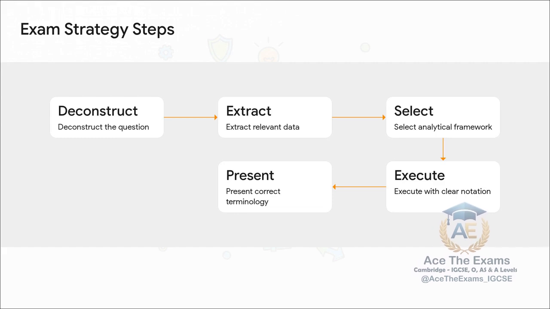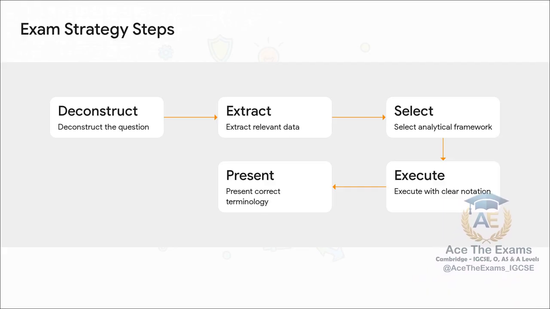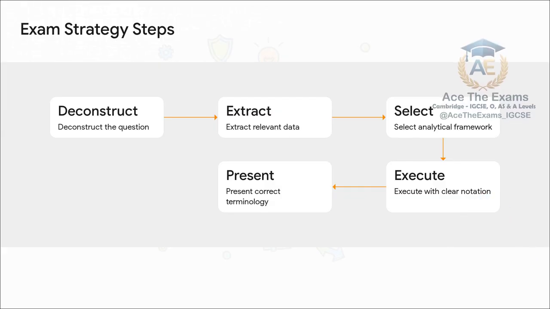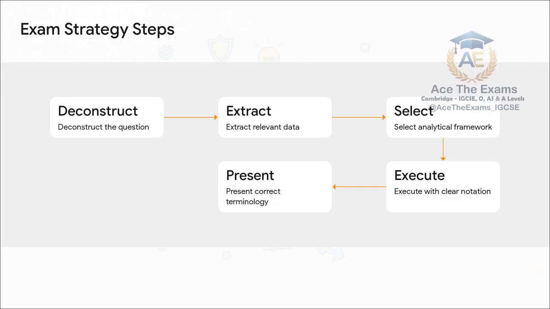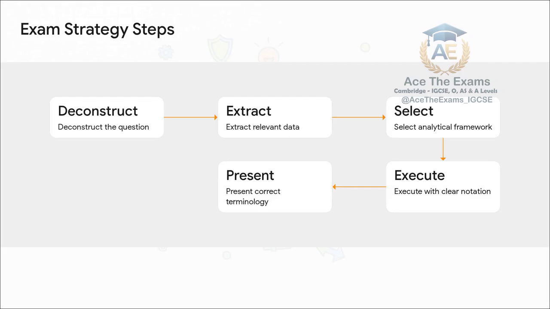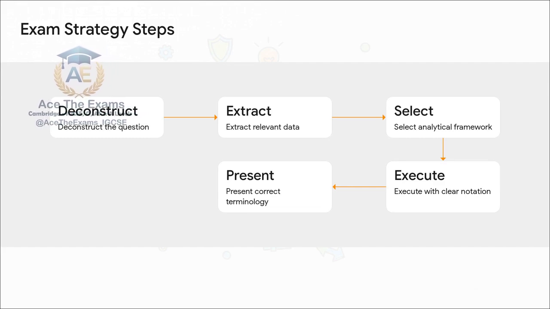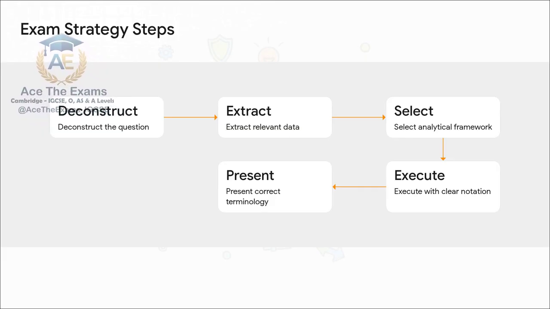Here are the 5 exact sequential steps you must follow every single time. Step 1. Deconstruct the command word. Is it identify, describe, explain, or evaluate? Step 2. Extract relevant data. Highlight constraints right there in the prompt. Step 3. Select your analytical framework, like our trusty PEEL structure. Step 4. Execute with clear notation. If you're calculating transmission delays over a 100-meter copper link, write down the formula first, substitute the values second, and solve third. Step 5. Present with correct terminology. Don't ever say the signal gets weaker, say it experiences attenuation. By enforcing this strict discipline, you completely eliminate careless errors.